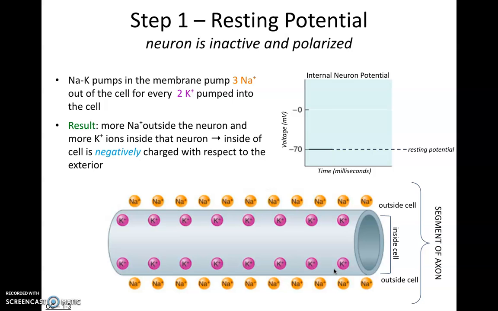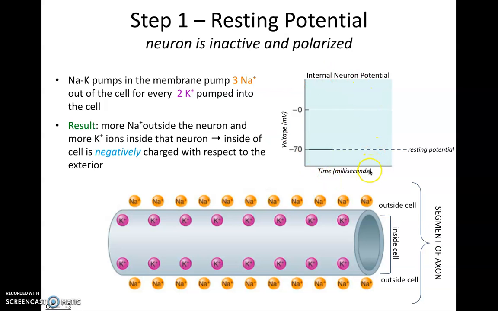Okay, so let's walk through the steps of activating an action potential in a neuron. So first of all, we have these sodium-potassium pumps. Actually, before I get there, I want to point this out to you. You're going to see 2 structures this whole time as we go through these steps.